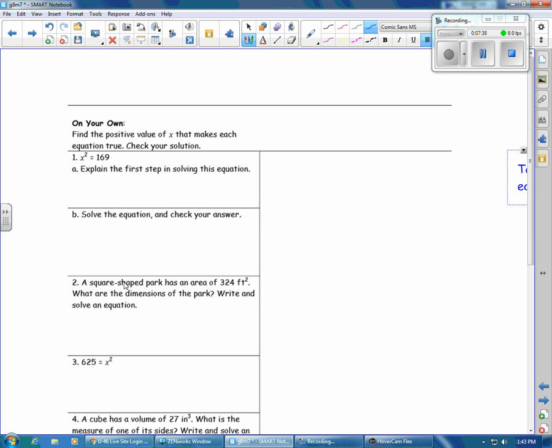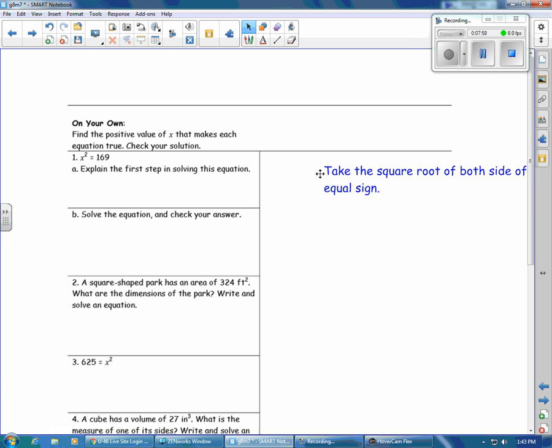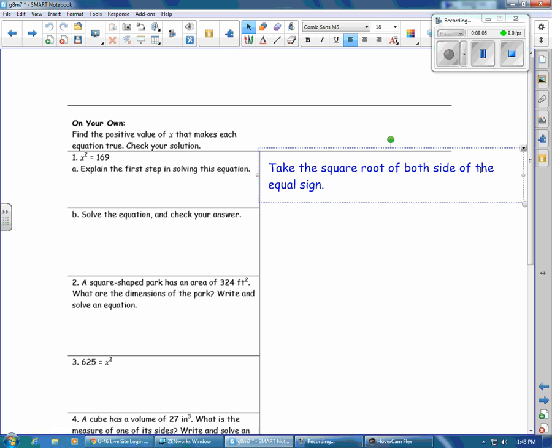Okay, so on your own, you've got some equations to solve here. X squared equals 169. Those of you that are already memorizing your perfect squares, you might have some bells going off in your head right now. But it says, explain the first step in solving this equation. So being that we haven't done this before, what would our first step be? We're going to take the square root of both sides of the equal sign.